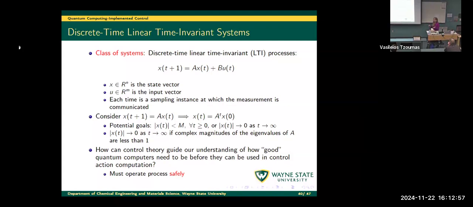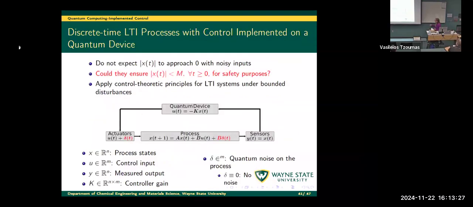So we could ask, what might be our potential goals? Of course, we could want our state to be bounded for all time. We also might have control goals, such as wanting the state to go toward the origin as time goes to infinity, and I could do that by making the complex magnitudes of the eigenvalues less than 1. So our question here is, how can I use control theory like this to guide our understanding of how good quantum computers need to be before they can be used in control action computation, because they must operate our process safely if we would be interested in using them?